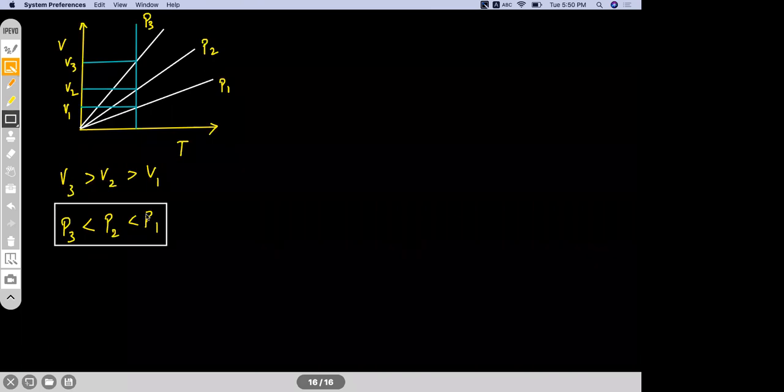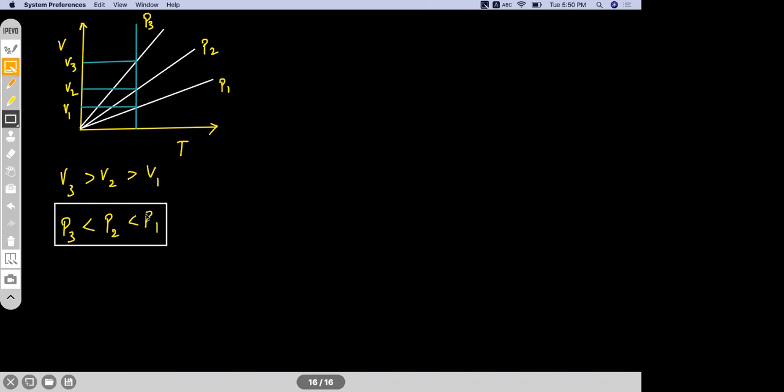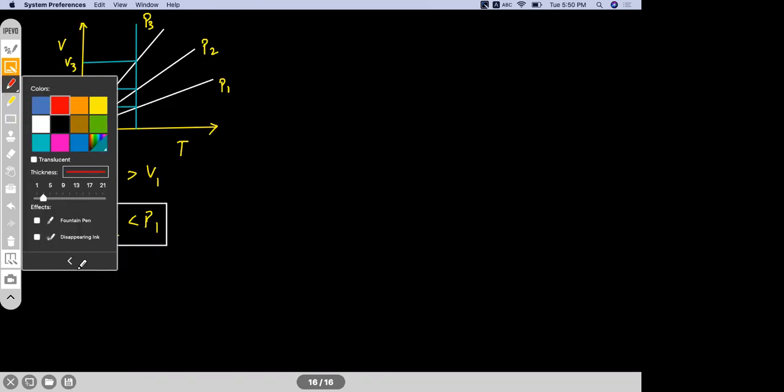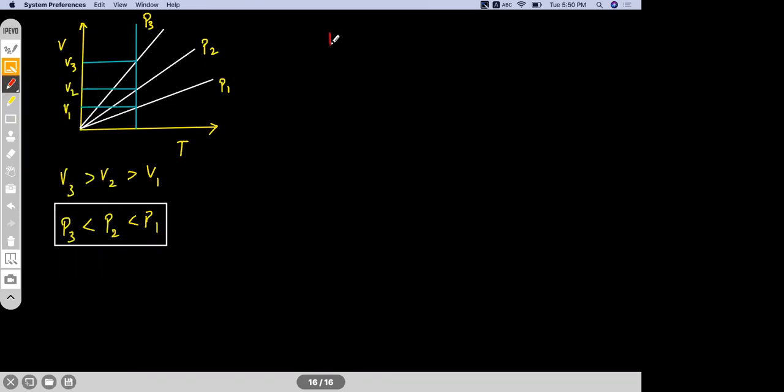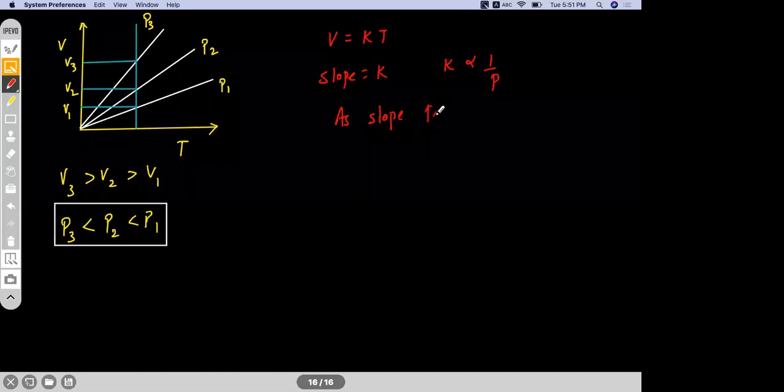Slope also you can use. Yes, slope also you can use. With the method of slope, what we can do, you see? In the V and T graph, V is equals to KT. So slope is K, and K is inversely proportional to P. So as the slope increases, P decreases. See the graph here.